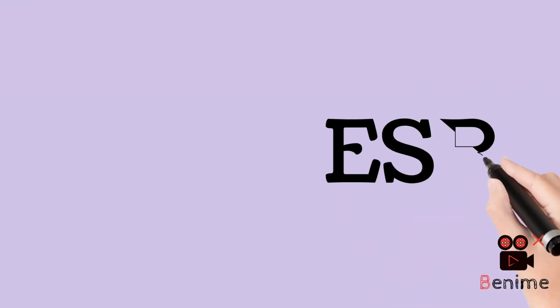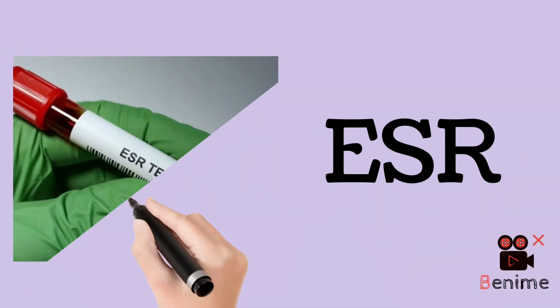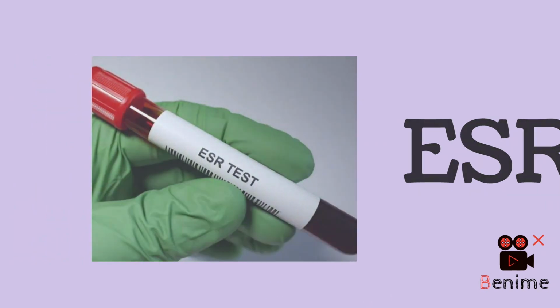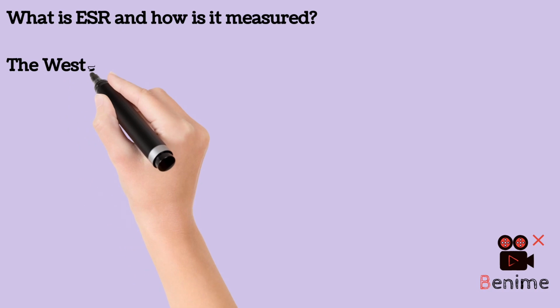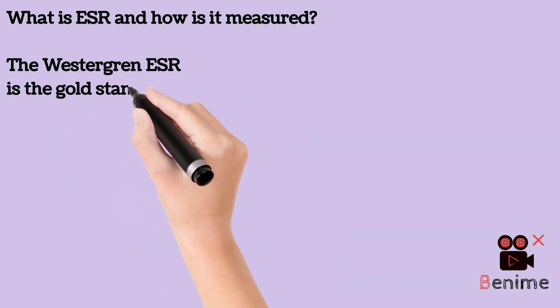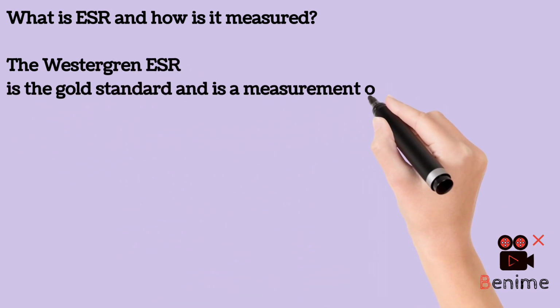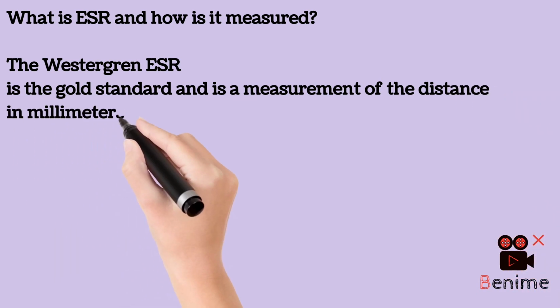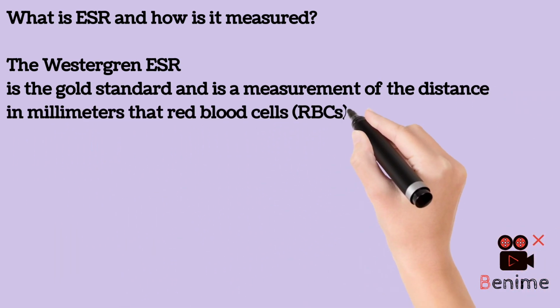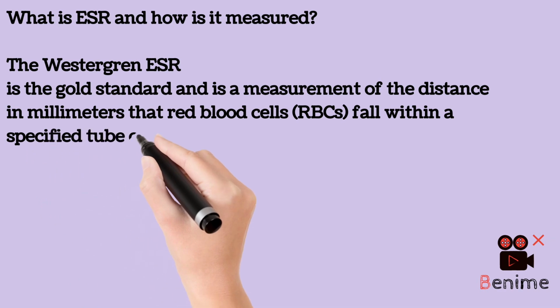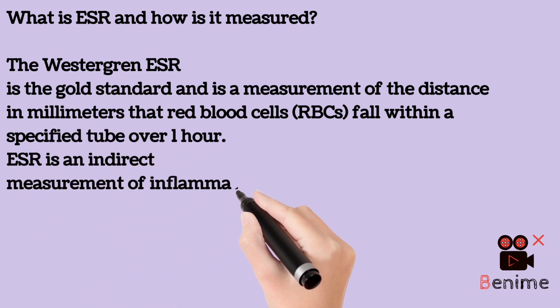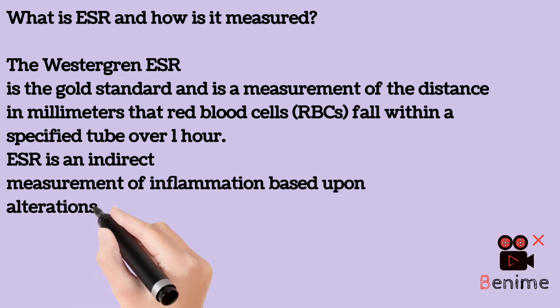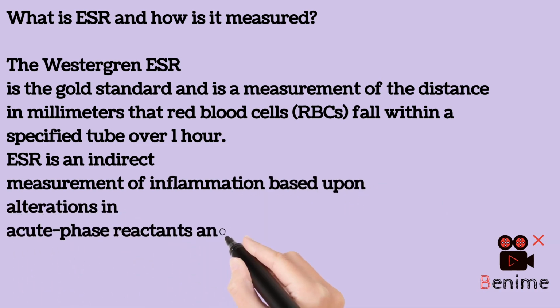ESR. What is ESR and how is it measured? The Westergren ESR is the gold standard and is a measurement of the distance in millimeters that red blood cells (RBCs) fall within a specified tube over 1 hour. ESR is an indirect measurement of inflammation based upon alterations in acute phase reactants and quantitative immunoglobulins.